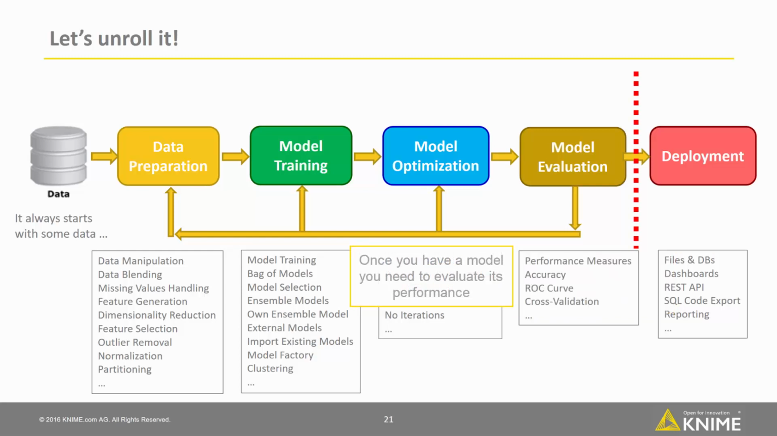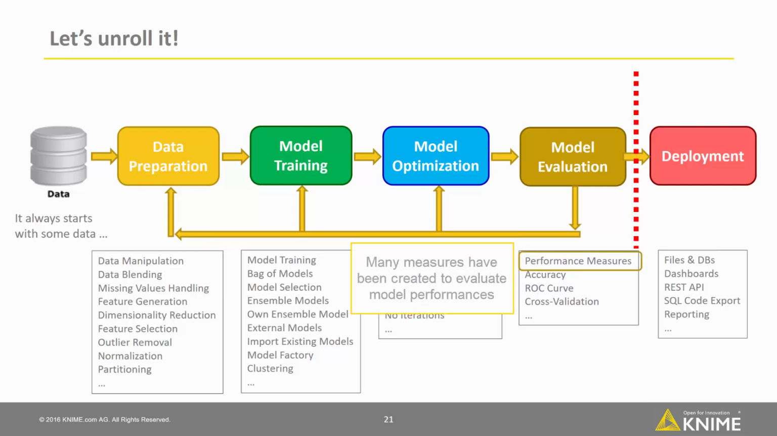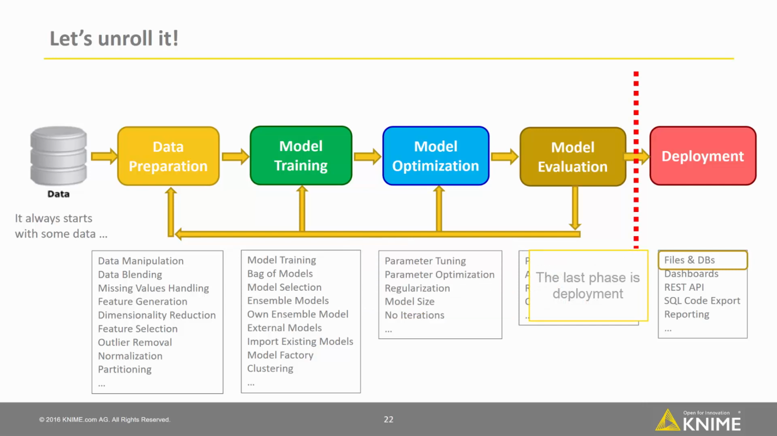Once you have a model that you think is right, you need to evaluate its performance, and this is the model evaluation phase. Many measures have been created over the years to evaluate model performances. That is, to evaluate how good the model performs on unseen data. Most of these measures rely on the confusion matrix of the model predictions or on some distance between the real values and the predicted values. The last phase of this whole process is deployment.